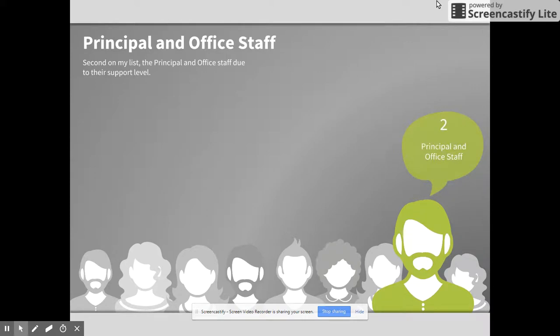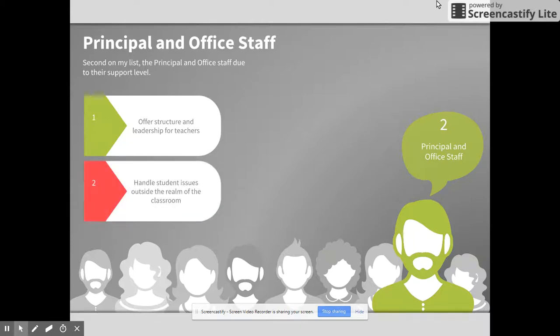The principal and office staff are second on my list due to the level that they can support those two groups. They offer the structure and leadership for the teachers. Obviously, the principal can drive the school in a direction. She has a view, a direction she wants to go, and some idea for the school and its overall mission. They also handle student issues that are outside the realm of the classroom. The office staff are always dealing with attendance issues and students being gone for sports and all this kind of fun stuff, while the counseling staff might deal with whatever emotional issues come up for the students during their life as teens. They handle a lot of the things that the teachers don't have to worry about, so teachers can concentrate more on teaching.